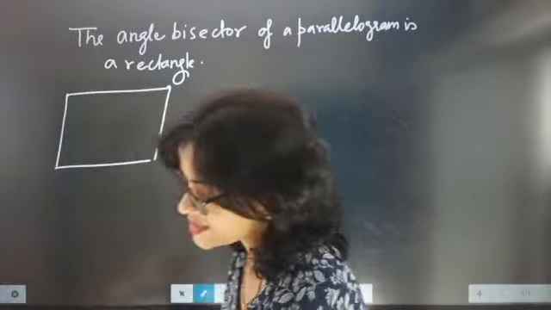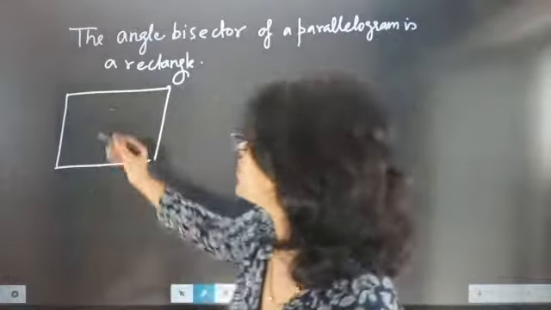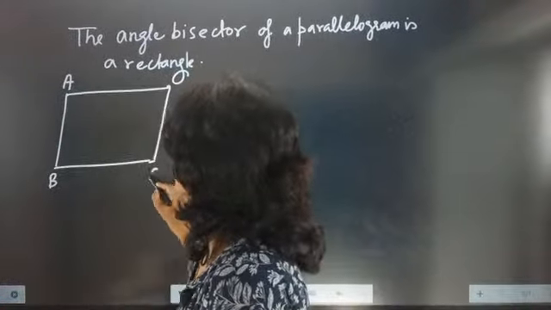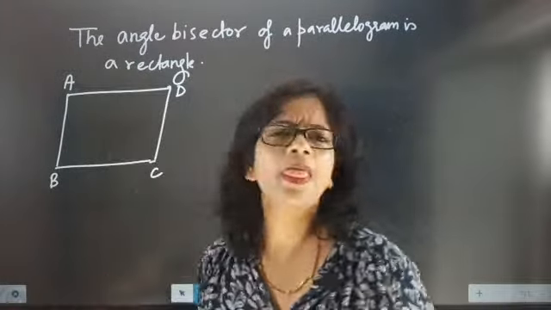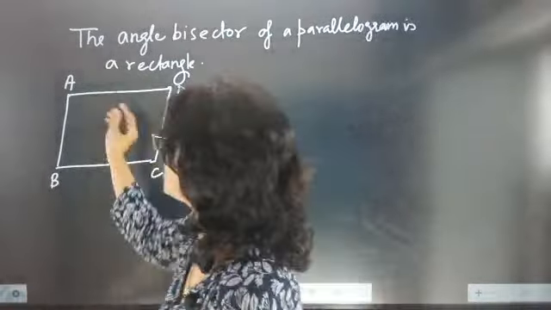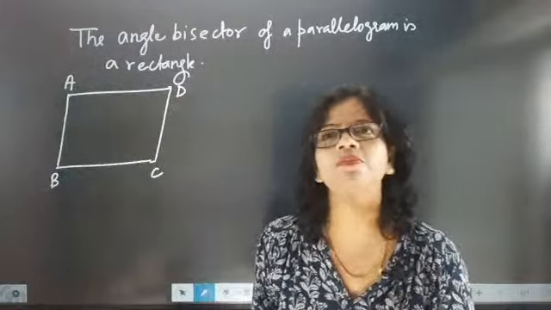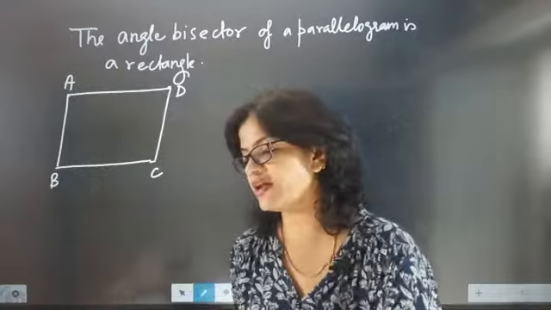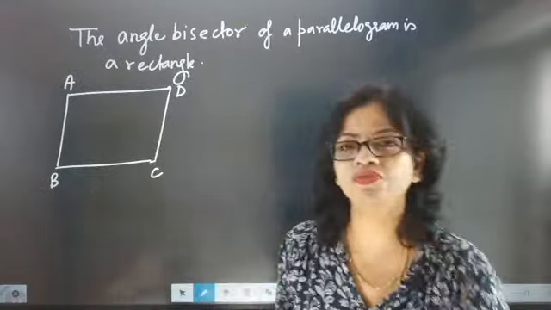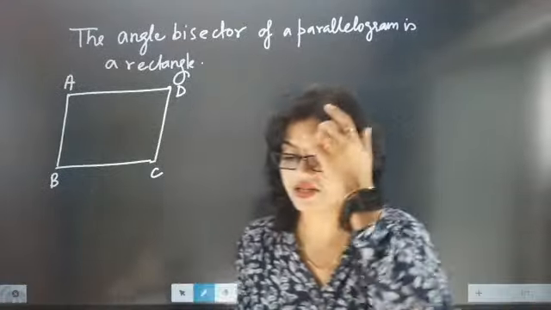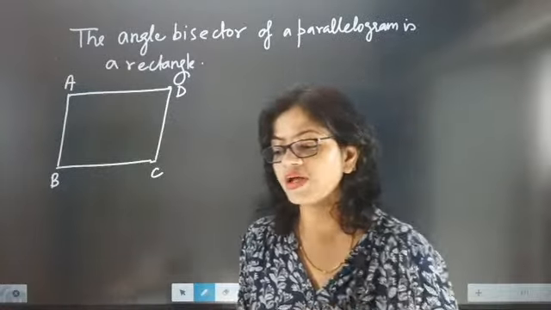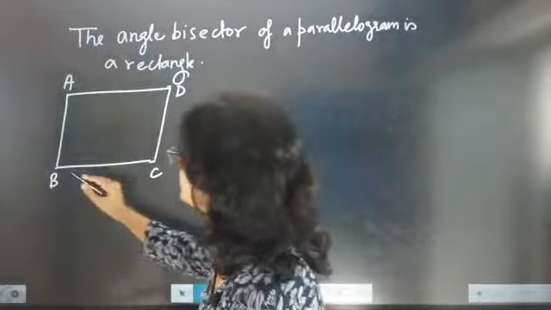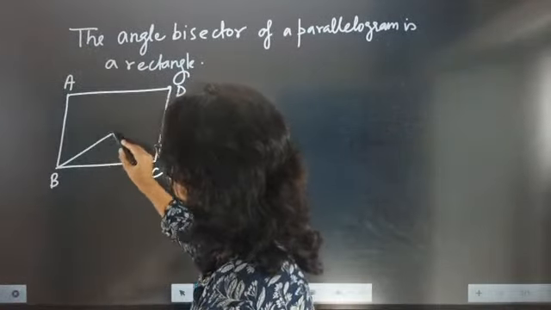The angle bisector of a parallelogram. So if somebody tells you angle bisector of a parallelogram, I am going to take it as ABCD. So ABCD is a parallelogram. Whenever we solve questions now, we keep things side by side and we take things like 1, 2, 3, 4, and we are connecting the things. So first I am going to bisect this angle like this.